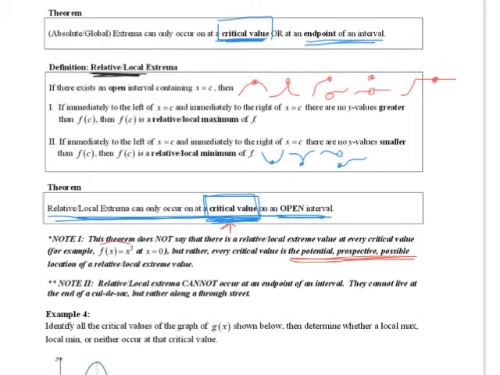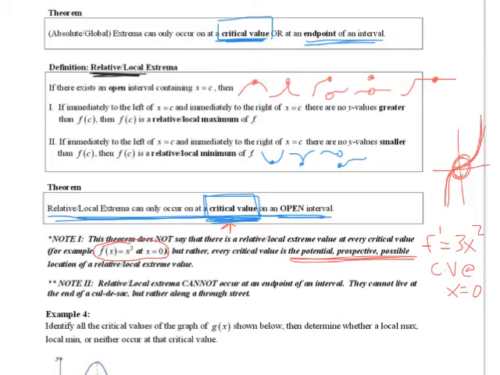The example given here is x to the third. If we find the critical value of that, we see that f prime of x is 3x squared, and there is a critical value at x equals 0, but we know that in that curve, x to the third, there is no extrema at x equals 0.